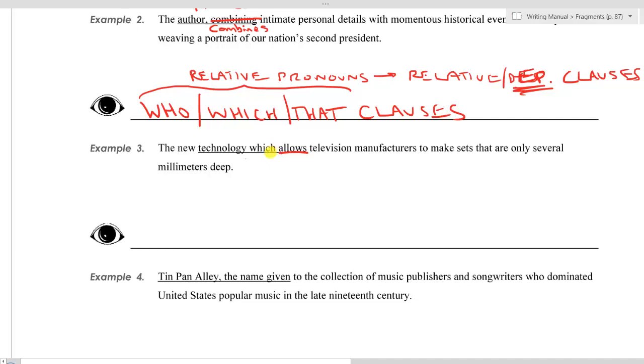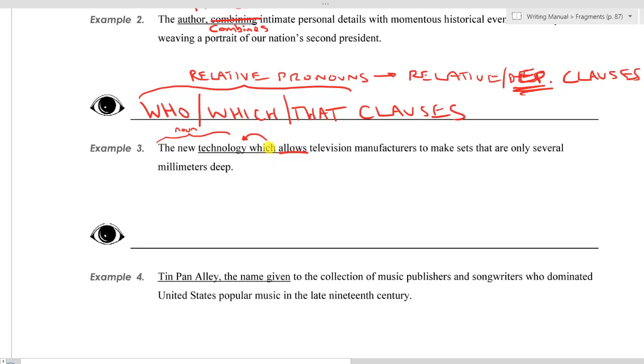In example 3, we have the new technology which allows television manufacturers to make sets that are only several millimeters deep. So all we have here is this noun, and then we follow that up with this which clause, which is just describing that noun. So that which clause, that dependent clause in effect, is just an adjective. It's just adding description to the new technology. In other words, we just have noun and adjective. We do not have a main clause. I'm sorry, we do not have an independent clause or a main verb here.